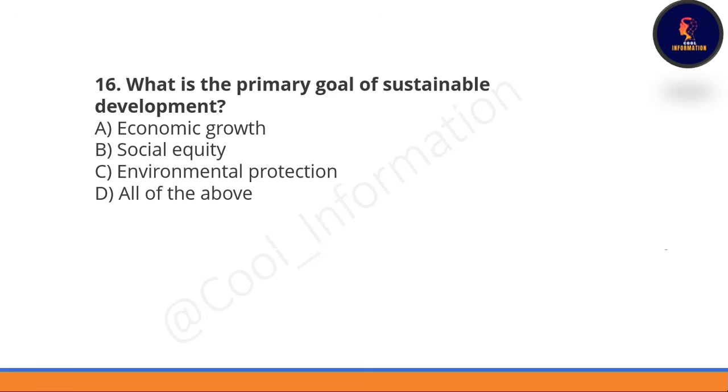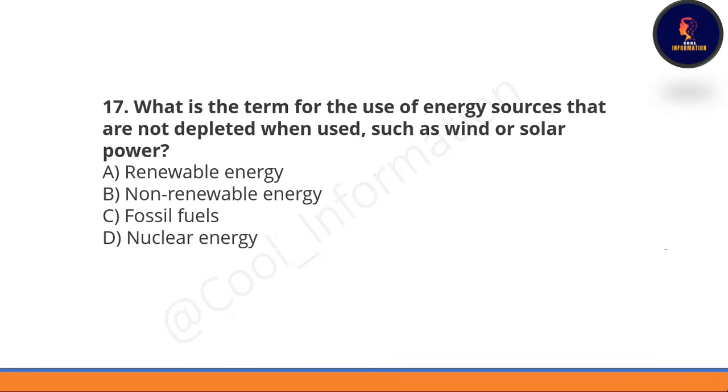Next question. What is the primary goal of sustainable development? Sustainable development, the primary goal is economic growth, social equity, and environmental protection. All of the options are correct. Option D is correct.